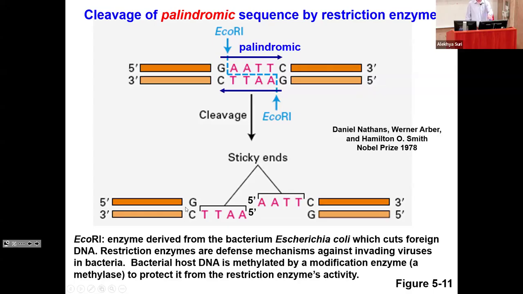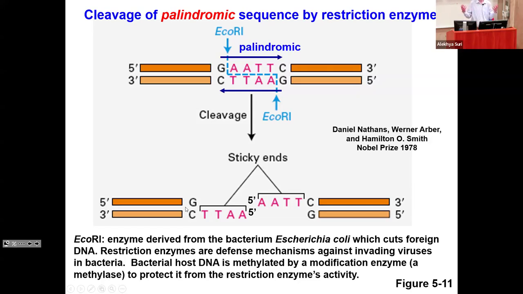So this means palindromic sequence. This is one example of a restriction enzyme, EcoRI, or Escherichia coli R1. I think that was one of the first enzymes that was identified, and it was identified in bacterial cells. Escherichia coli is a bacterium that produces this enzyme. The function of this restriction enzyme in bacteria is to digest foreign DNA.